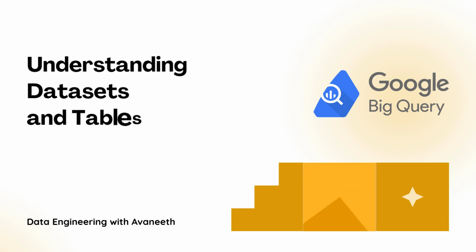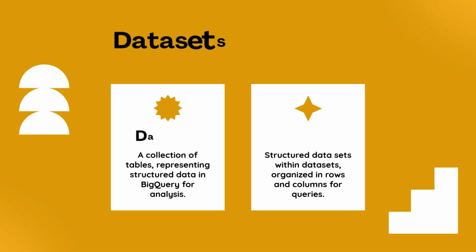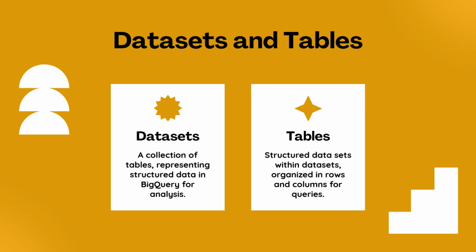In today's video, we're going to talk about two core concepts in BigQuery, datasets and tables, and see how we can create them using SQL. Let's begin with datasets. In BigQuery, a dataset is like a container. It helps you group related tables together, just like you would organize files into folders on your computer. For example, if you're working on sales analytics, you might create a dataset called sales_data, and inside it, you could store tables such as orders, customers, and products.